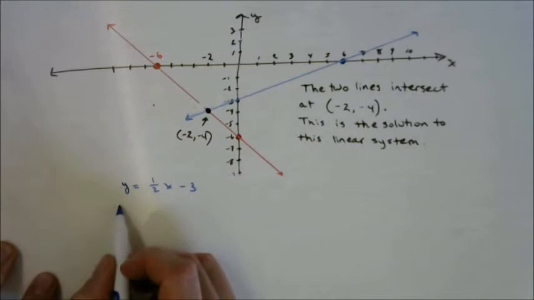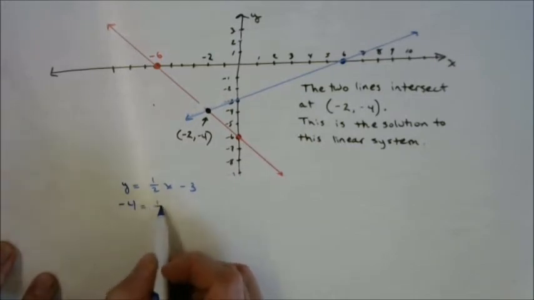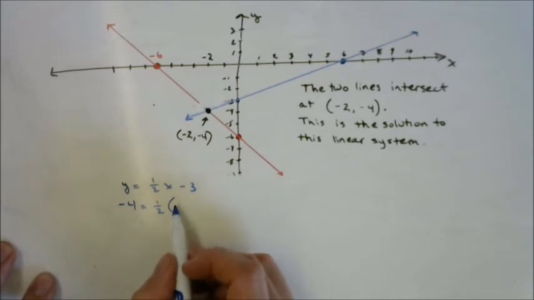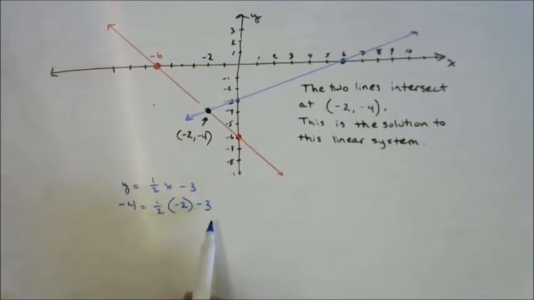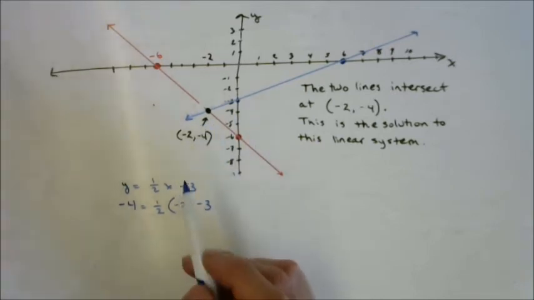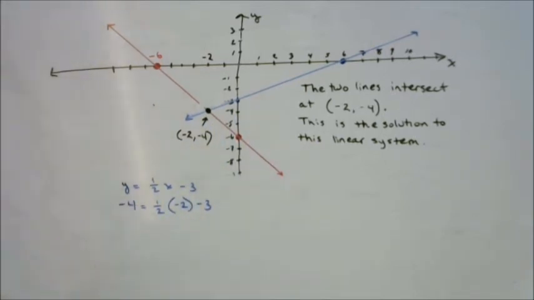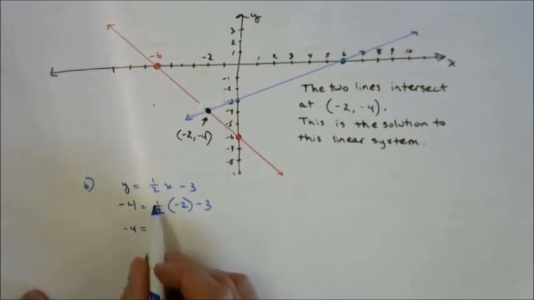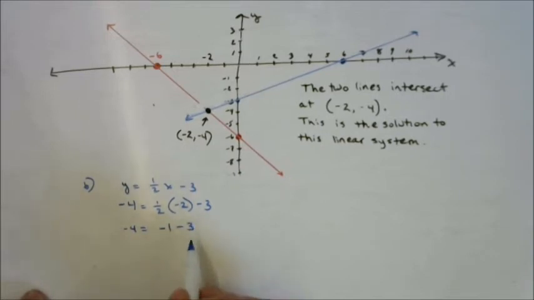So here we go. Y is -4. X is -2. Now, if it turns out that after I do math on this, this is still true, then the point -2, -4 does satisfy the blue equation. Okay, so this is B that we're working on now. Verify. Okay, let's see what happens. -4 on the left. 1/2 times -2 is -1. Minus 3. -4 equals -4. So we'd say left side equals right side. So therefore it does satisfy this equation.